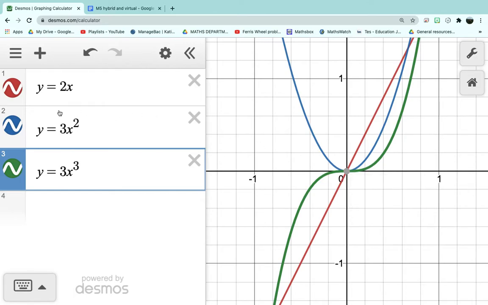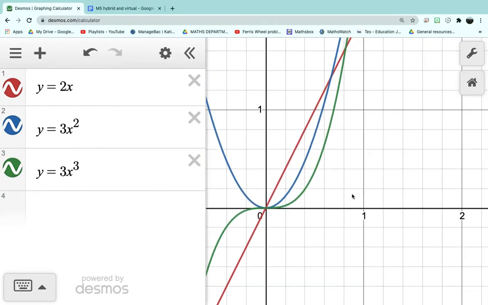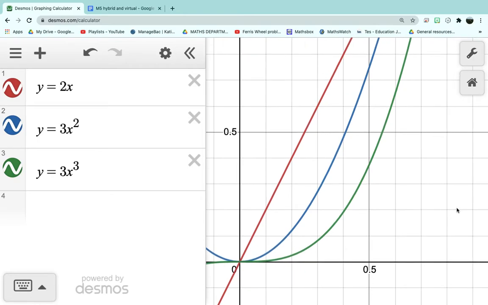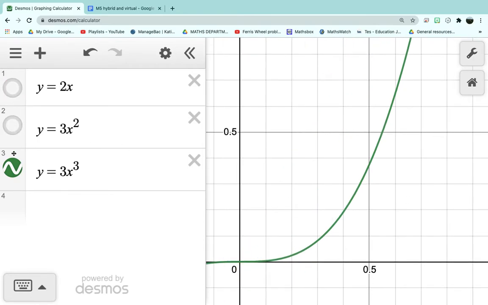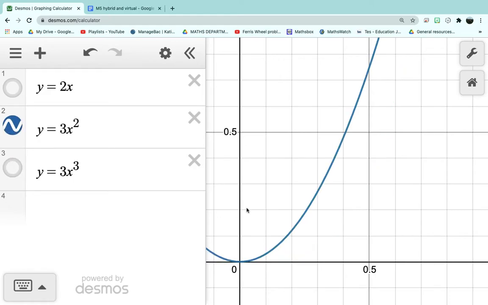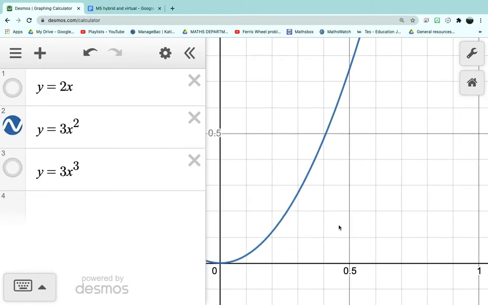So we're going to have a look at non-linear relationships today. This is a linear relationship. These are non-linear because the variable x is not on its own. It's to the power of something. Sometimes when you're given a graph, you don't know whether it's going to be cubic, like the green graph, or whether it's going to be quadratic, like the blue graph, because you can only see part of the graph, or you're only given part of the information.